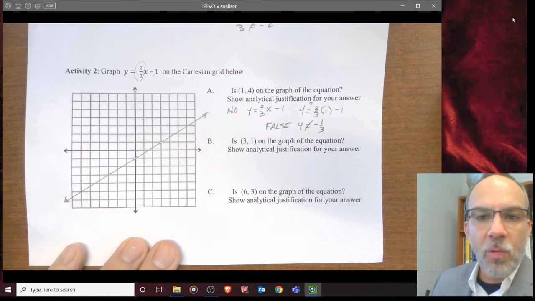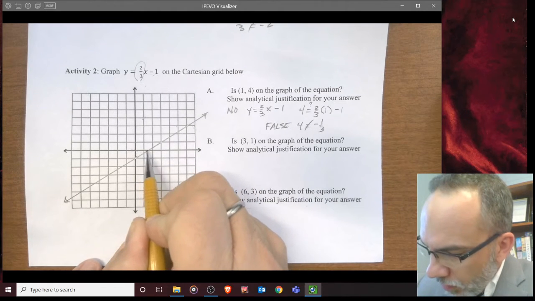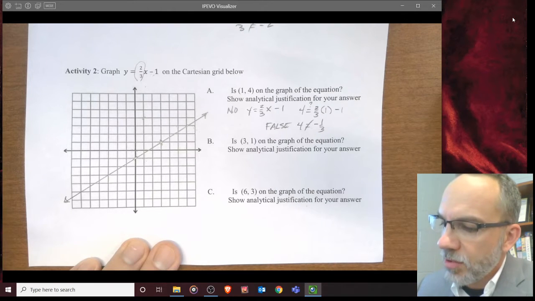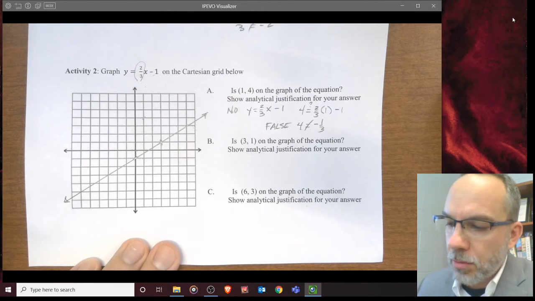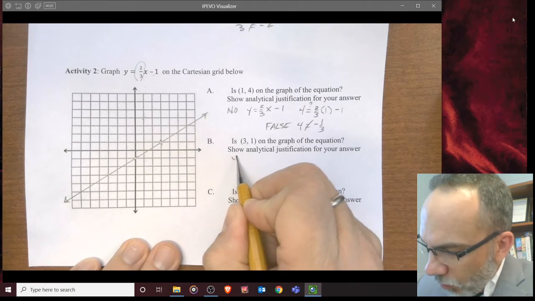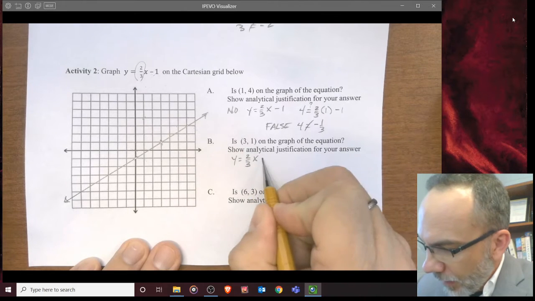How about (3, 1)? Is that on the graph? Well, 1, 2, 3, up 1. Well, look, there it was. Wait a second, was (3, 1) on the graph of the other one? Check. But anyway, so y is equal to 2/3 x minus 1.